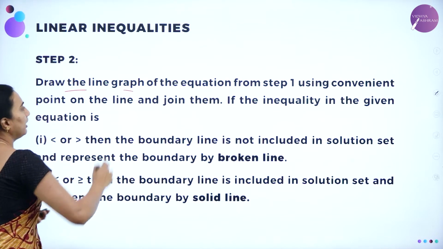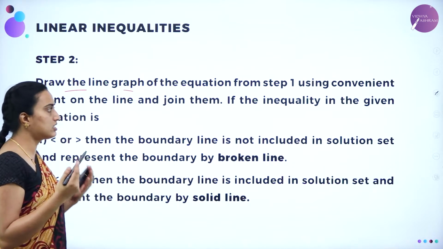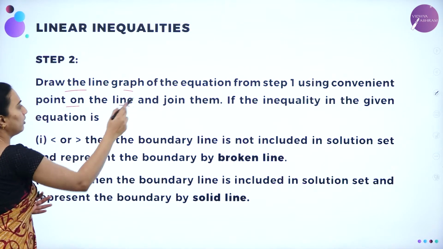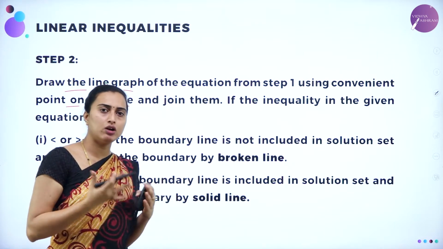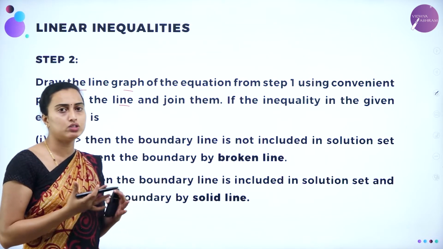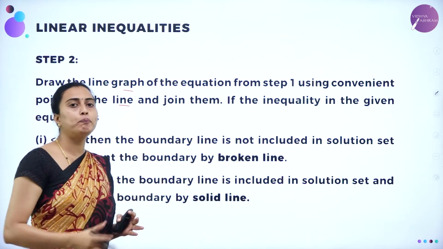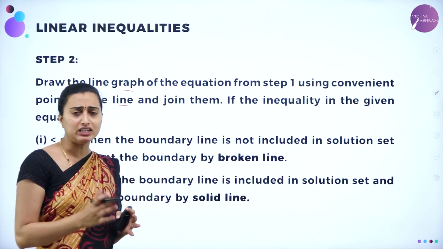Next, draw the line of the graph equation. Step 1, using the convenient points on the line, join them. That means, as I told, putting x equal to 0, you are going to get y, and putting y equal to 0, you are going to get x. Then you are going to plot a line on the graph sheet.